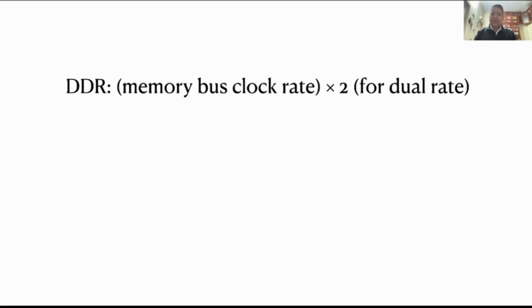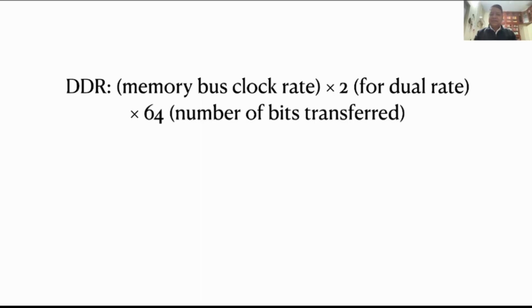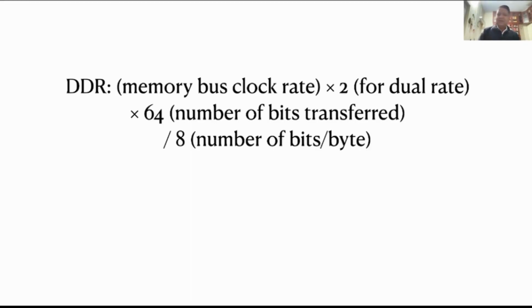Now it can transmit 64 bits per clock cycle. There are 64 bus lines. Now I want to convert it to bytes, so I divide by 8. So that means clock speed multiplied by 2 multiplied by 8. That would be the data rate for DDR.